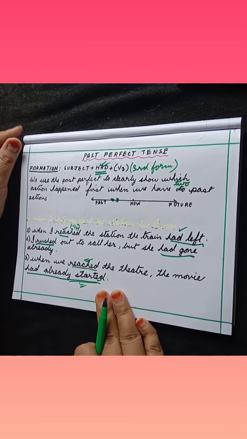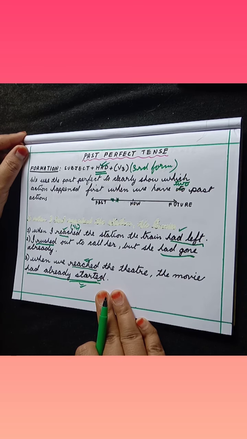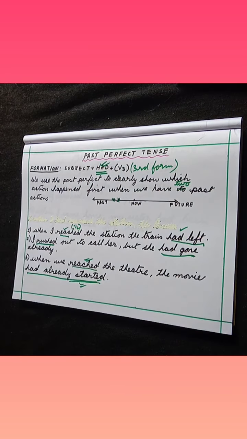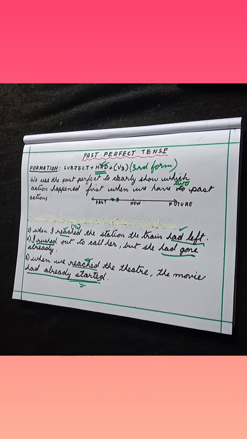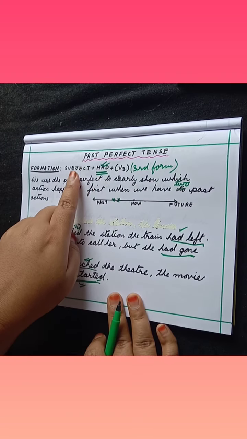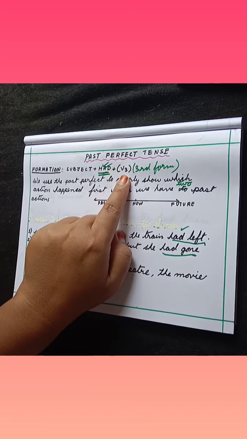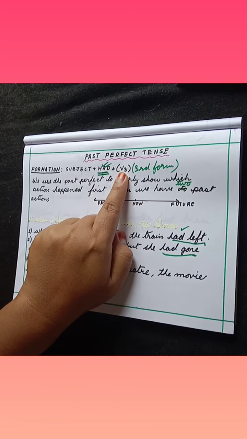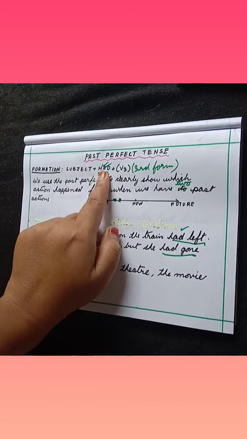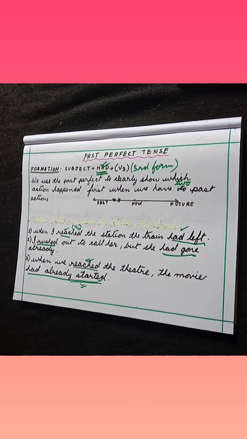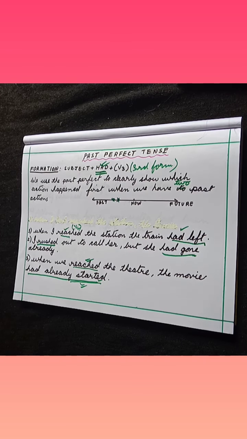The third aspect of the past tense is the past perfect tense. Let's see the formation. The formation of past perfect tense is subject plus had plus the third form of the verb, V3 form of the verb. Now let us understand past perfect tense with the help of a few examples and a timeline.